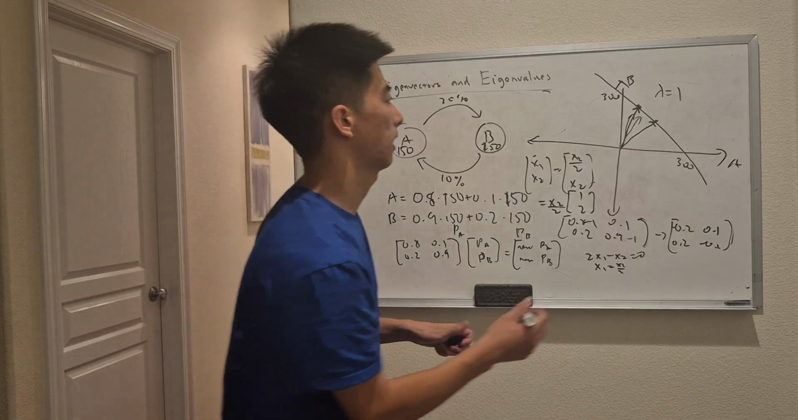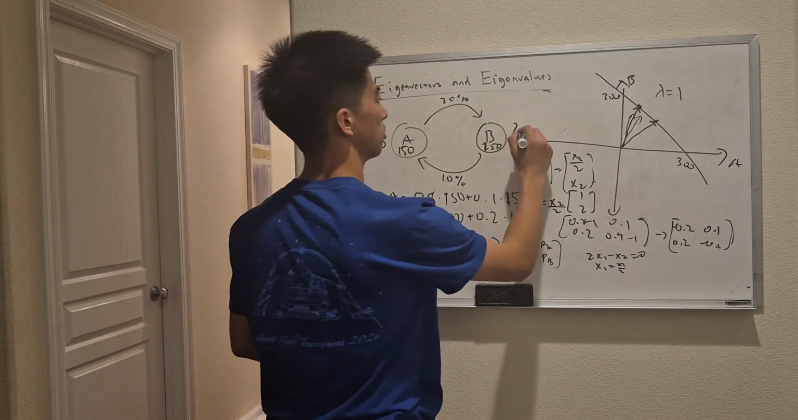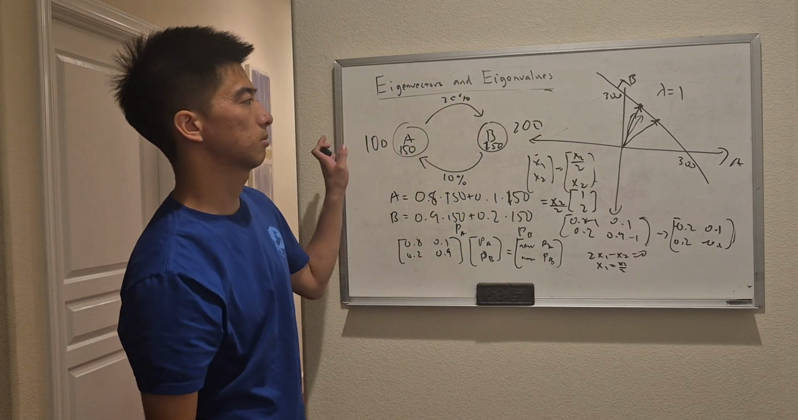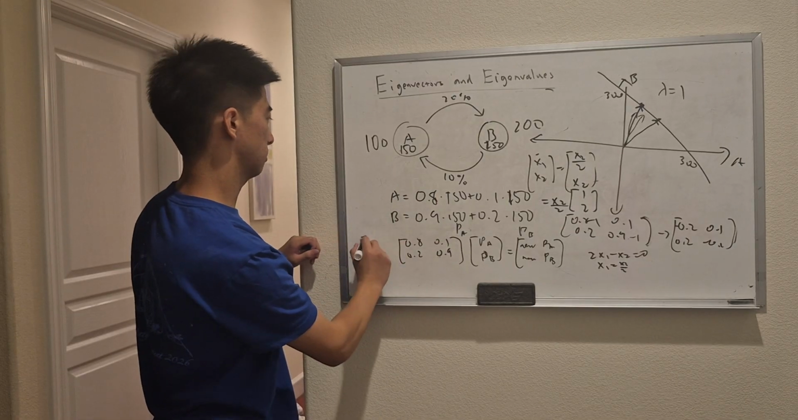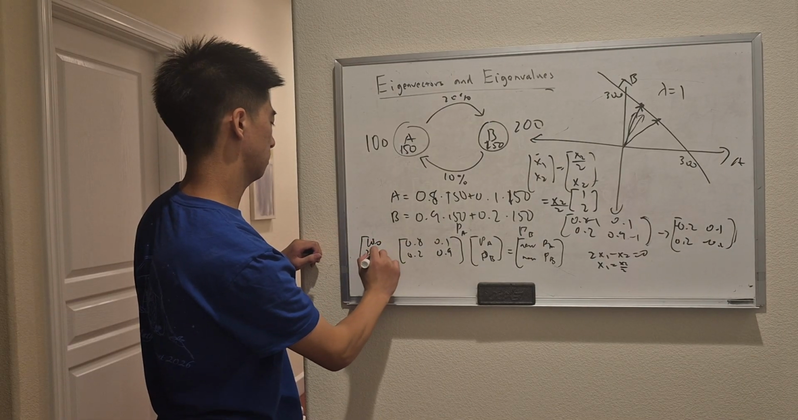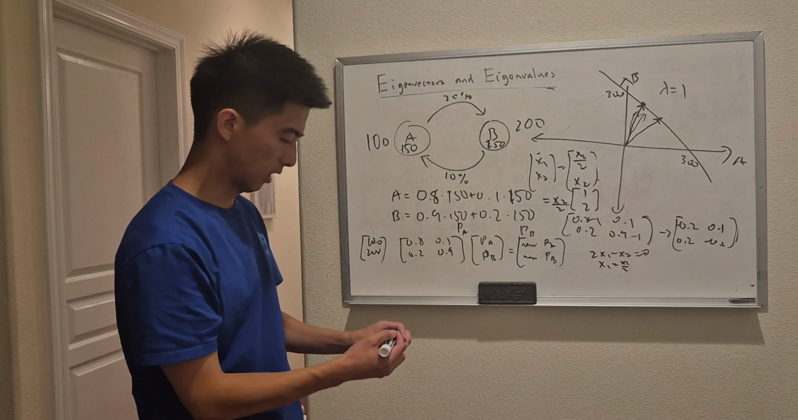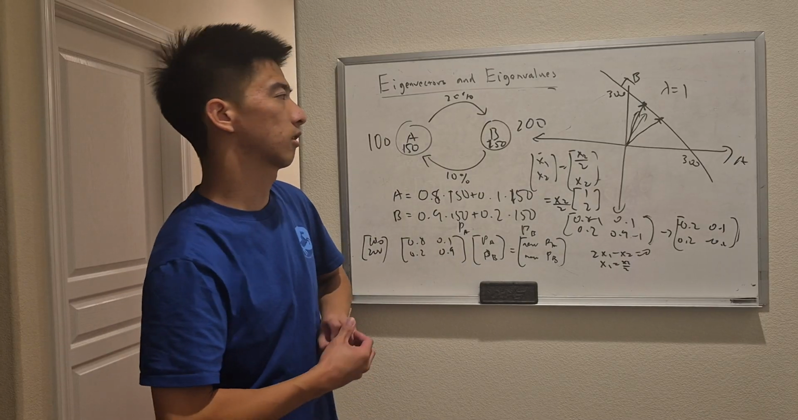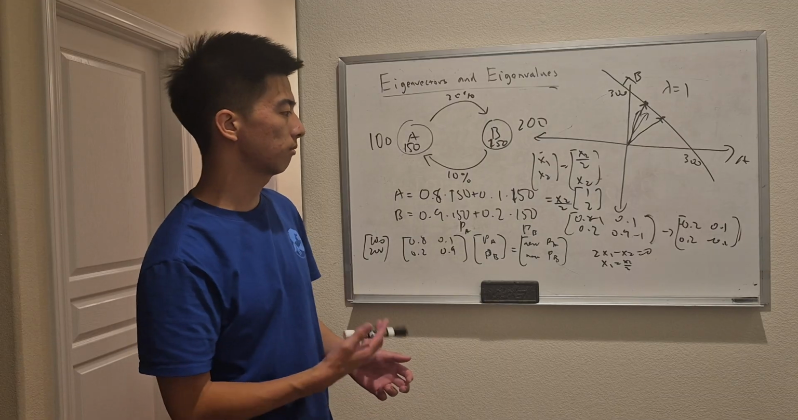So we can split it as 100 for bacteria A and 200 for bacteria B, since that's a 1:2 ratio. And if you multiply this matrix by 100, 200, you'll see that you retain 100, 200. And so this is an example of a basic Markov chain, but eigenvectors and eigenvalues are also very useful for even more complex Markov chains as well.